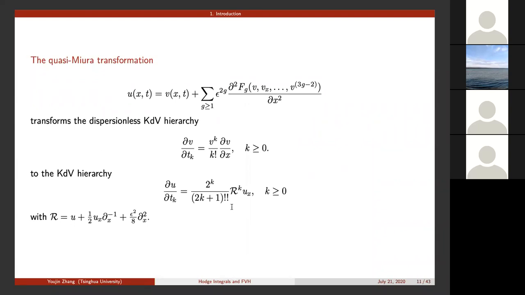So this is a general way to construct an integrable hierarchy, a hierarchy of evolutionary PDEs, starting from the genus zero part of a two-dimensional topological field theory. This is for the particular case of two-dimensional topological gravity. And we can generalize it to the more general case of integrable hierarchies from two-dimensional topological field theory.